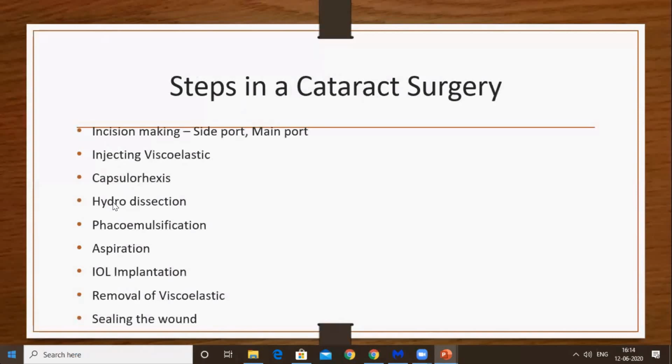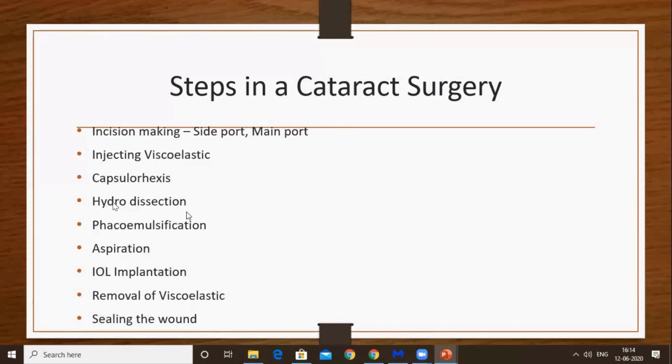After that, the doctor will do the hydrodissection. After doing the capsulorhexis, the doctor will inject pure saline inside the capsular bag, which separates the nucleus from the cortex, so that the nucleus will start rotating inside the capsular bag. So for doing the surgery, it is very easy for the doctors.